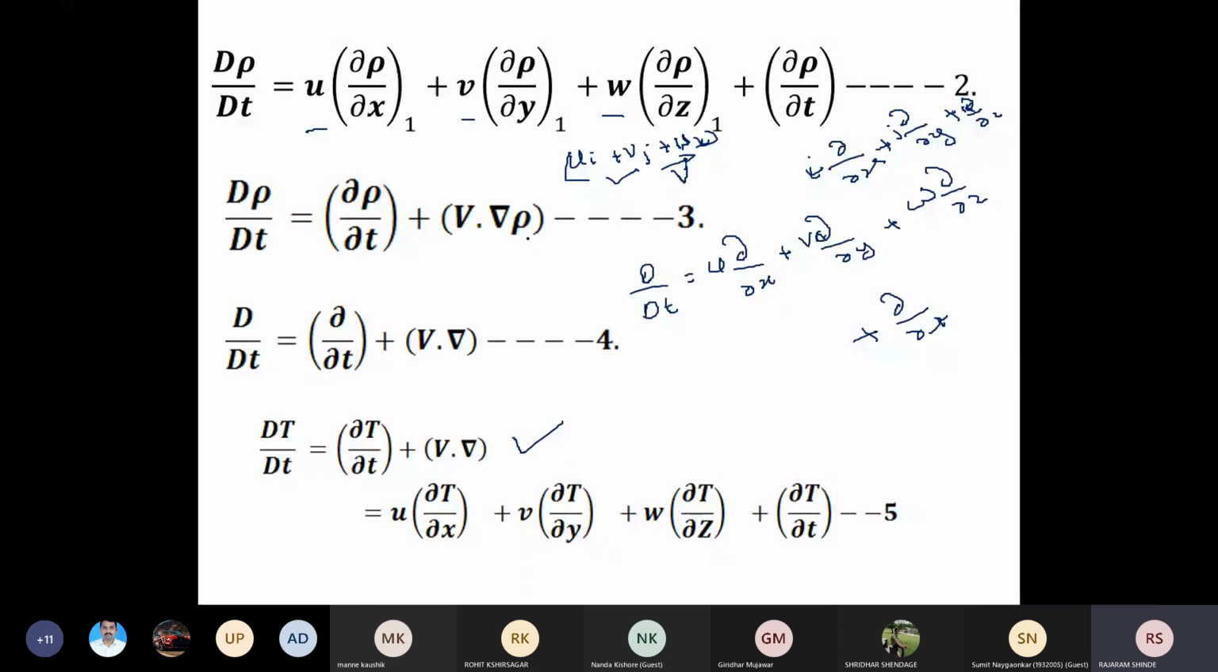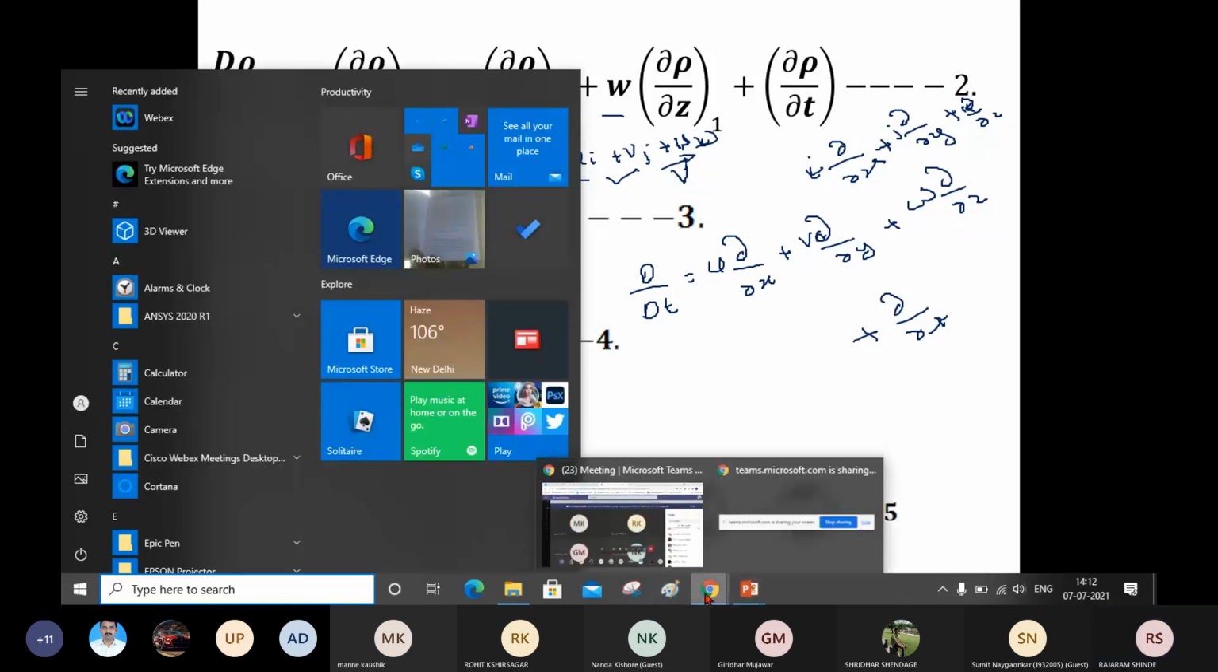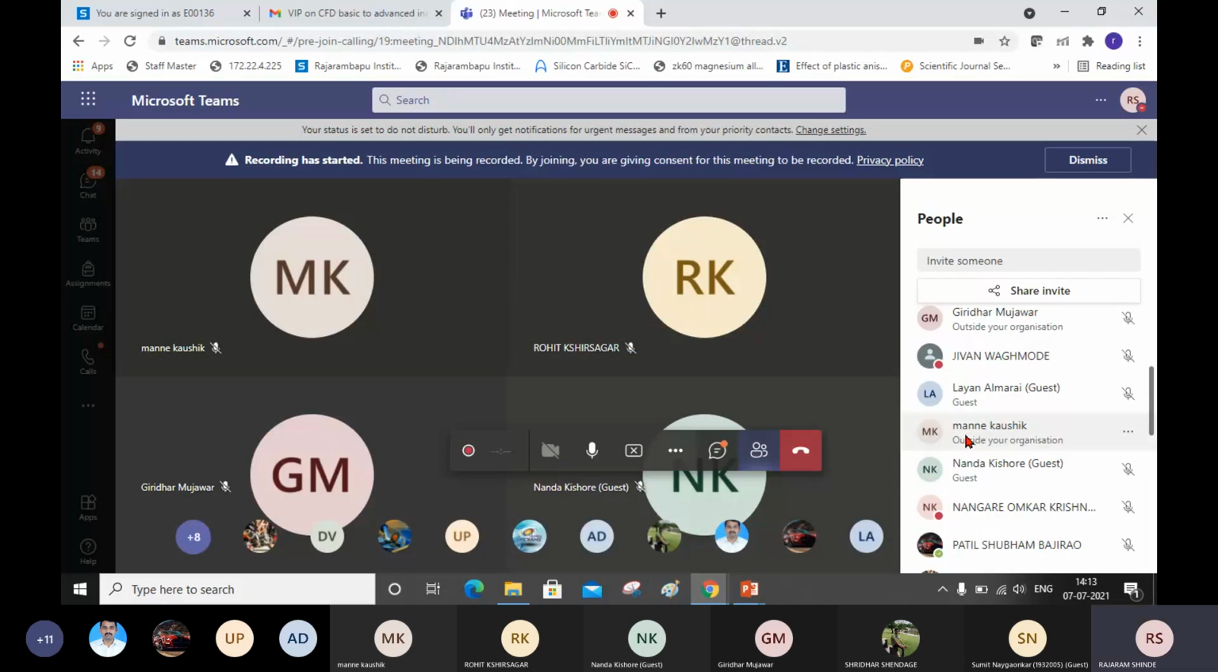Now in general it can be written as D by Dt equal to the partial derivative of any term with respect to time plus velocity dot gradient. Okay, velocity dot gradient. So it is called a substantial derivative. This is your substantial derivative. Have you got this concept, substantial derivative? Any doubt?